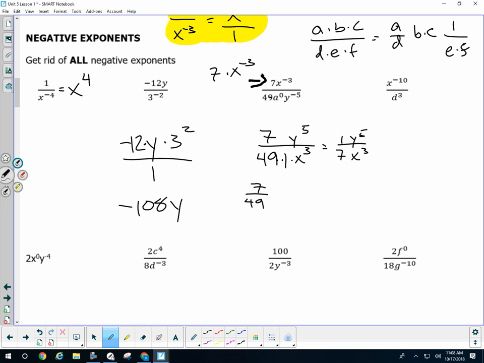How do I turn this into a 1 over 7? I divide the top and bottom by 7. You're allowed to do that. You're not changing it. You're just making it look different. Okay? Do the next one.